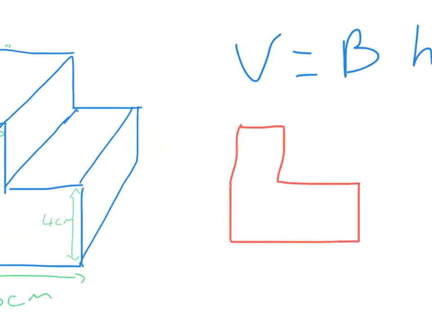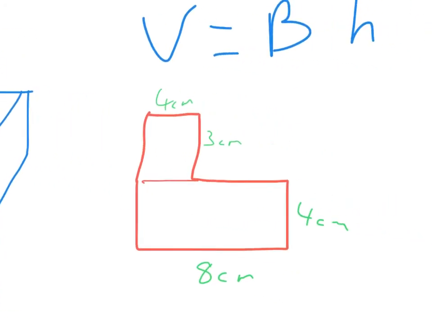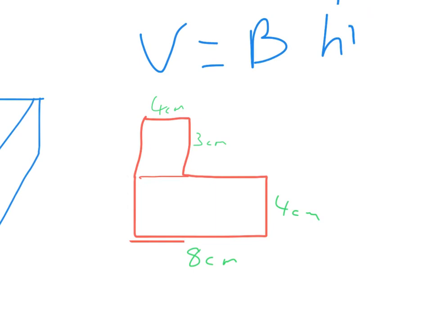And we might actually need to split this up into two smaller shapes because we have a pretty irregularly shaped object here. So we can turn it into two rectangles, and that might make life a little bit easier. So this leaves us with two rectangles, one which is 8 centimeters by 4 centimeters and one which is 4 centimeters by 12 centimeters.